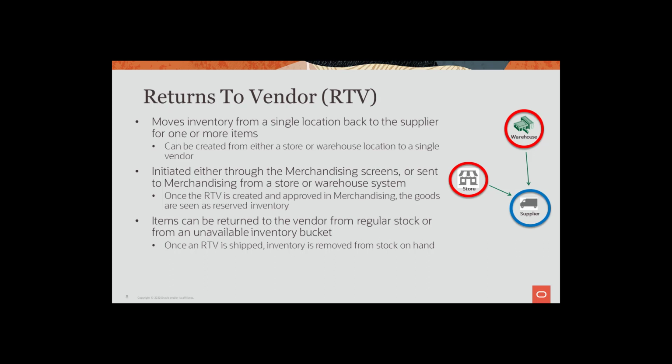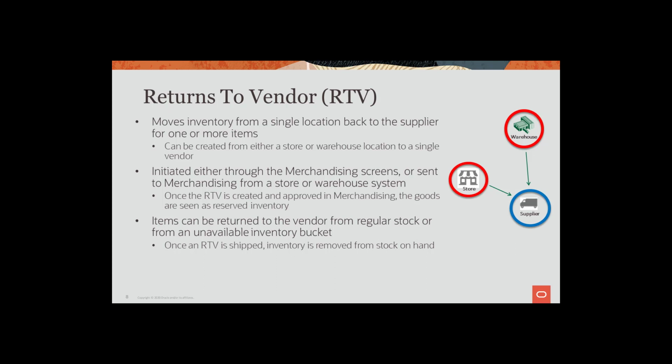RTVs can be created either from a store or warehouse location to a single supplier and will include the items, quantities, and cost. The RTV transaction can be created either through the merchandising screens or through an interface from a store or warehouse application. Those created through an external system will be created in a shipping status in merchandising, as it is assumed the goods were already sent to the supplier.